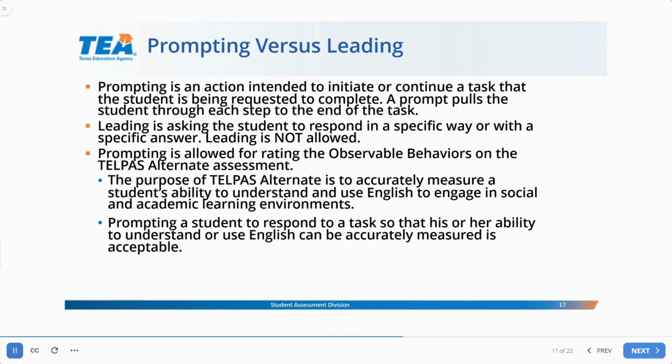The purpose of TELPAS alternate is to accurately measure a student's ability to understand and use English to engage in social and academic learning environments. Prompting a student to respond to a task so that his or her ability to understand or use English can be accurately measured is acceptable.